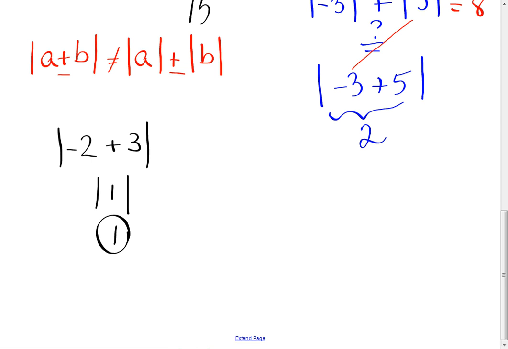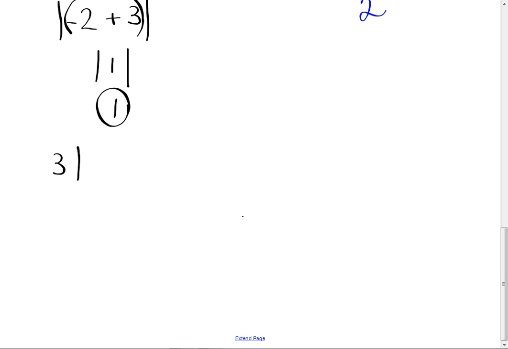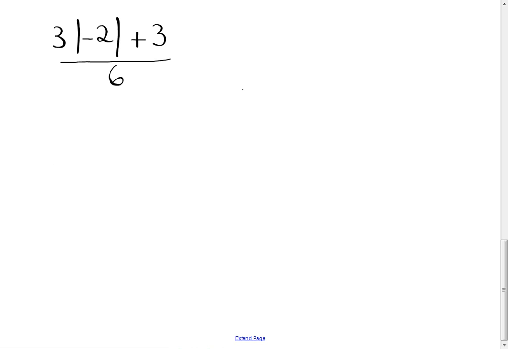Okay, it's a parenthesis. So think of that as a parenthesis. So if I have 3 times the absolute value of negative 2 plus 3, divided by 6, what's that going to give me? Now, follow the rules. No, you have to evaluate this. What's the absolute value of negative 2? Positive 2. Plus 3.